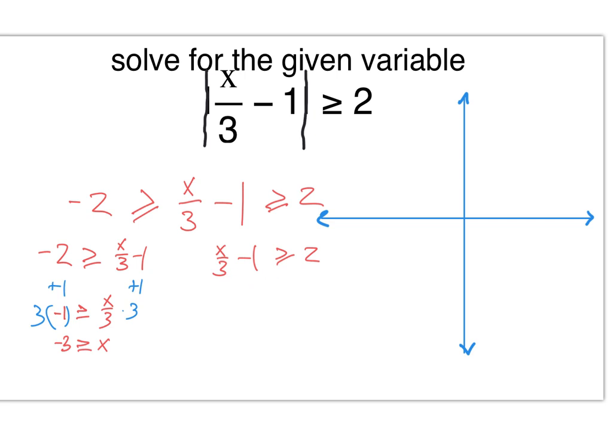On the right side, similar concept, add 1 to both sides. X thirds greater than or equal to 3. Multiply by 3, x greater than or equal to 9.